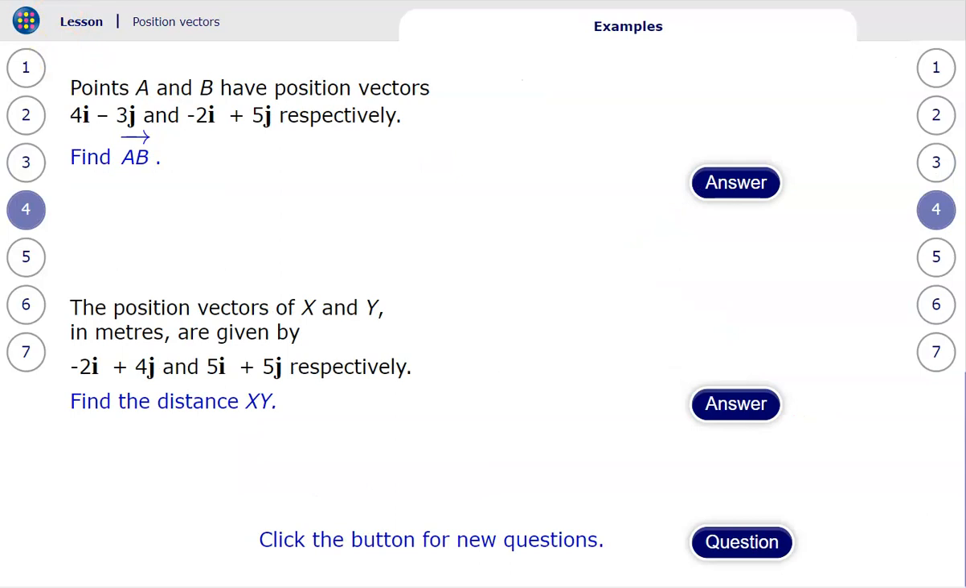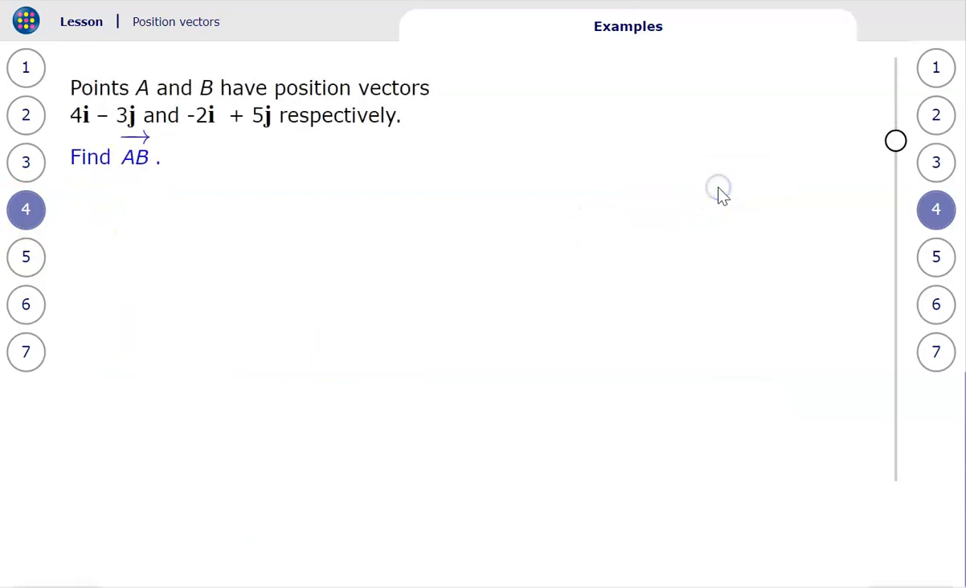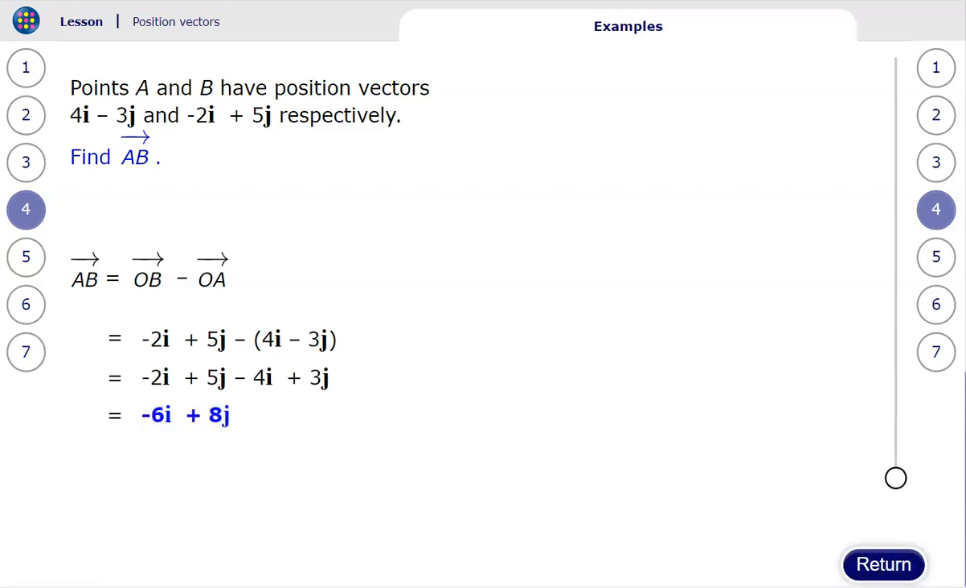So here's some examples. The points A and B are given by the position vectors 4i minus 3j and minus 2i plus 5j respectively. We want to find the vector AB. Well, we know that AB is simply going to be OB minus OA. So in other words, it's the vector OB, which is minus 2i plus 5j, minus the vector OA, and the OA was 4i minus 3j. We expand the brackets, simplify the terms, and there we have the vector AB being minus 6i plus 8j.